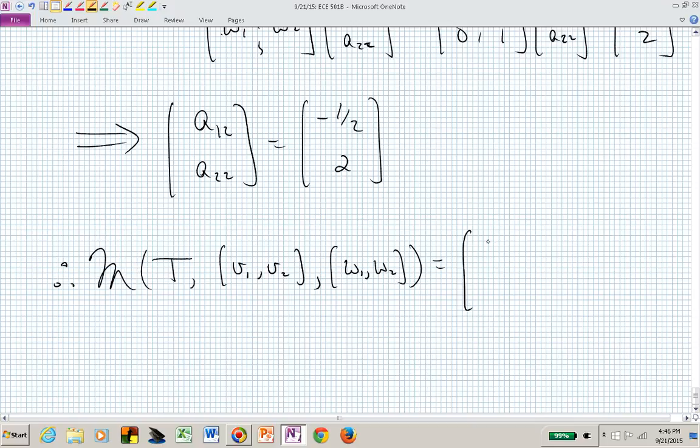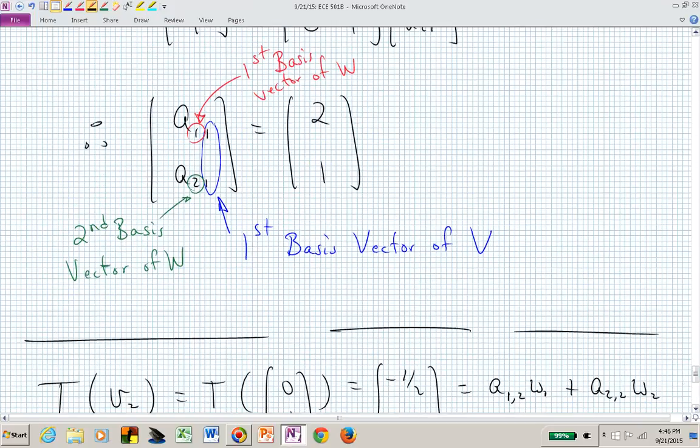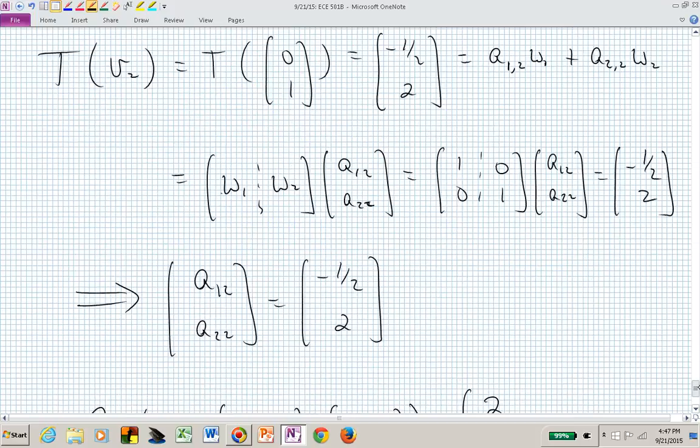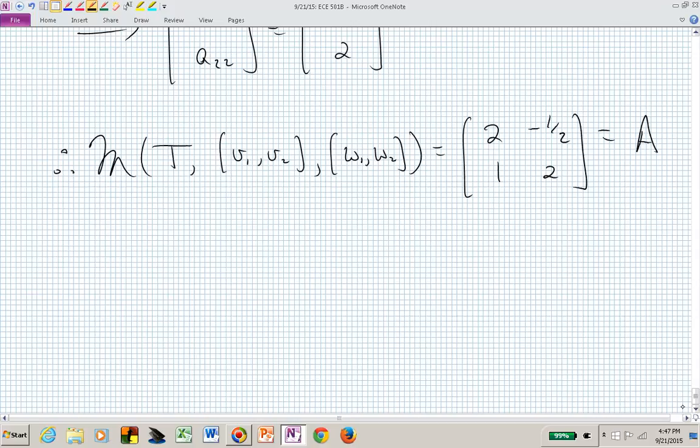that will become our first column, which was 2, 1, right there. And the second column is this minus 1/2, 2. And maybe I'll call that A. That's now a 2 by 2 matrix. We were mapping from an R2 to R2.